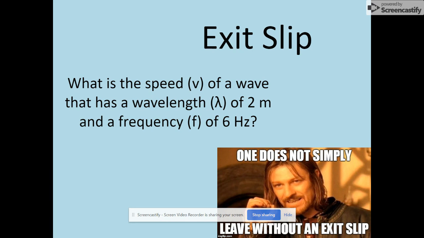And finally, speed of a wave that has a wavelength of 2 meters and a frequency of 6 hertz. And you're filling in an answer there. And this one you can add to the end of your notes. Put your answer there and I'll go ahead and check it.